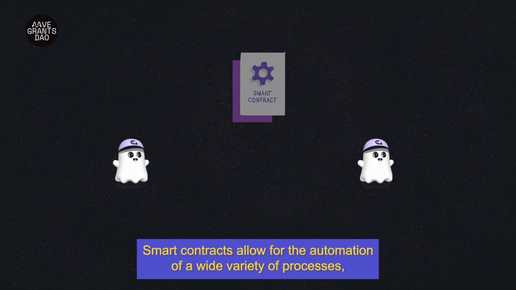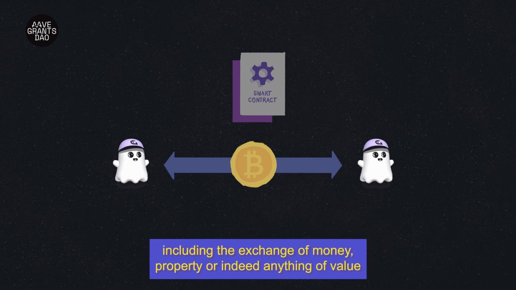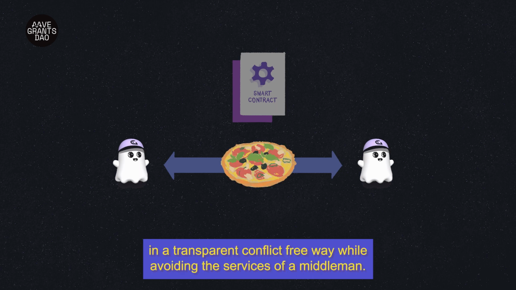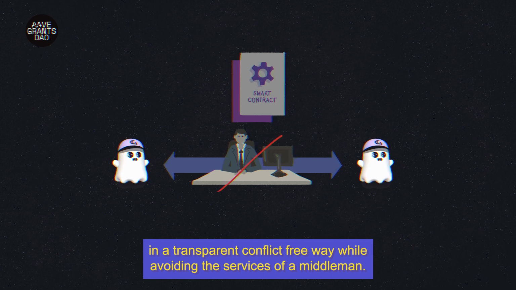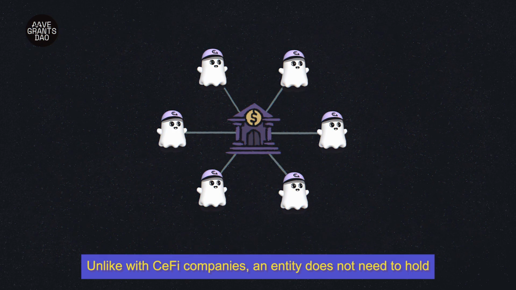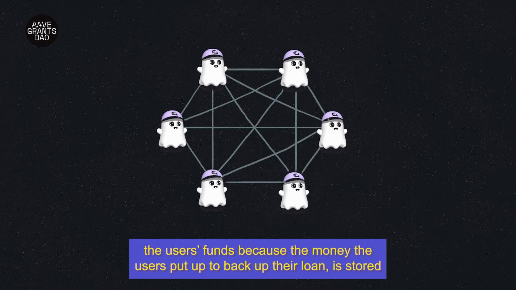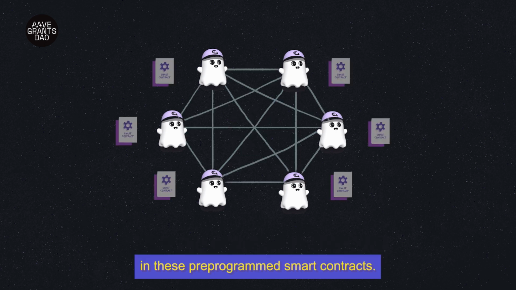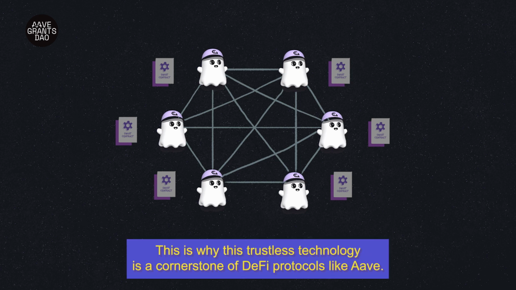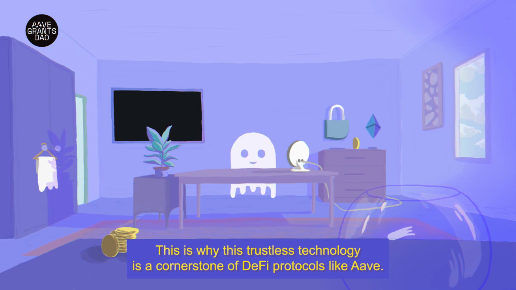Smart contracts allow for the automation of a wide variety of processes, including the exchange of money, property, or indeed anything of value, in a transparent, conflict-free way, while avoiding the services of a middleman. Unlike with CeFi companies, an entity does not need to hold the user's funds because the money the users put up to back up their loan is stored in these pre-programmed smart contracts. This is why this trustless technology is a cornerstone of DeFi protocols like Aave.